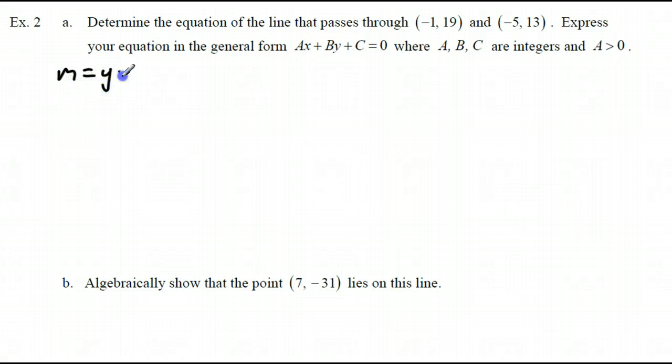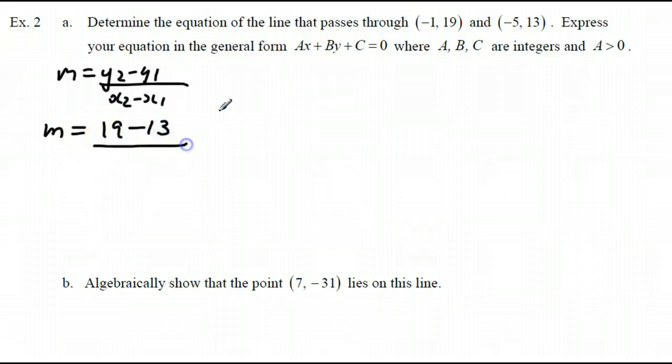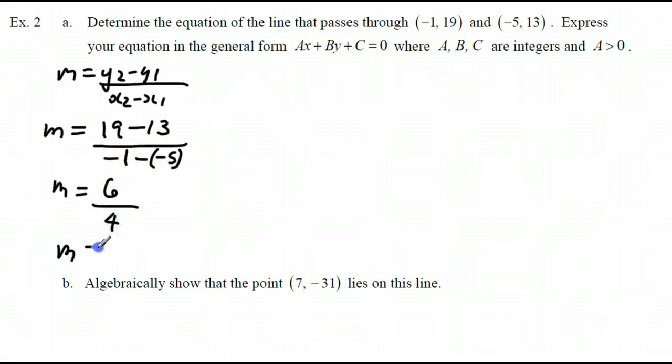So m is y2 minus y1 over x2 minus x1. Slope is, let's go 19 minus 13 over negative 1 minus negative 5. So 19 minus 13 is 6. Negative 1, this is minus negative 5, so plus 5. So negative 1 plus 5 is 4. Reduced, slope is 3 over 2.